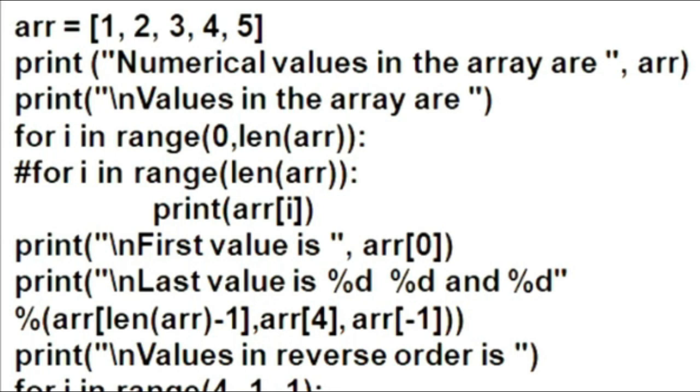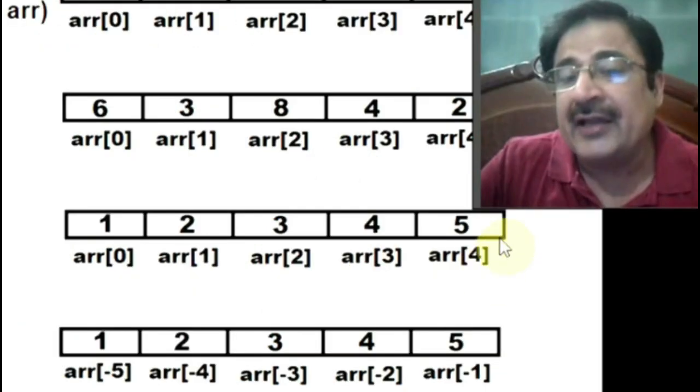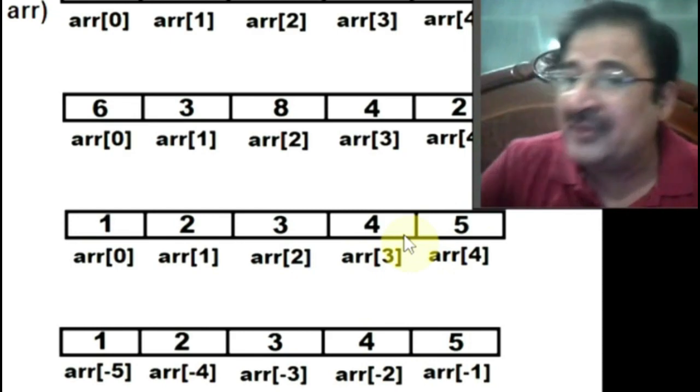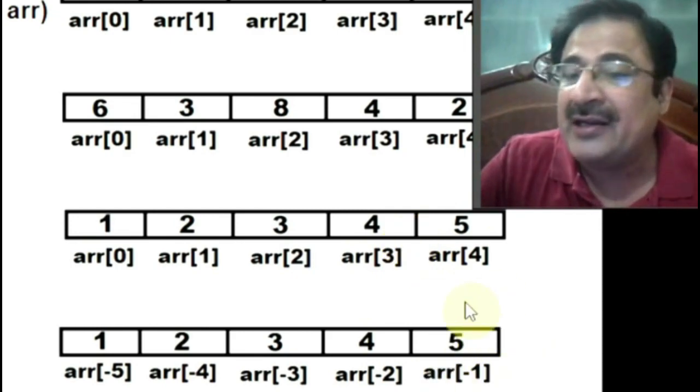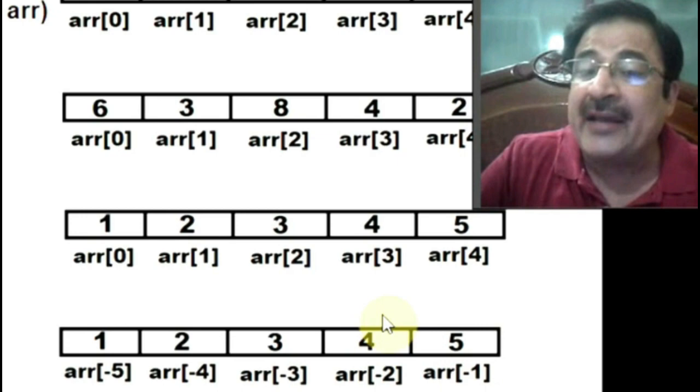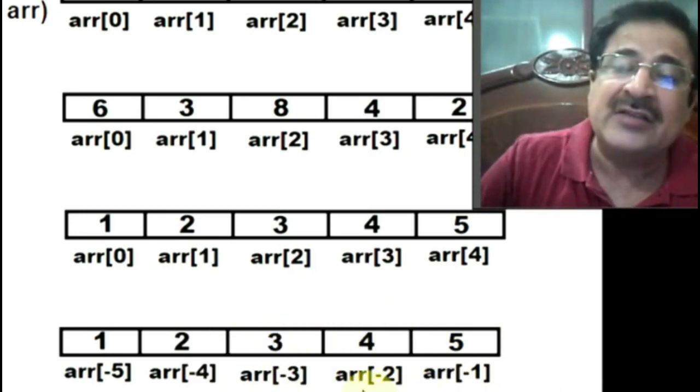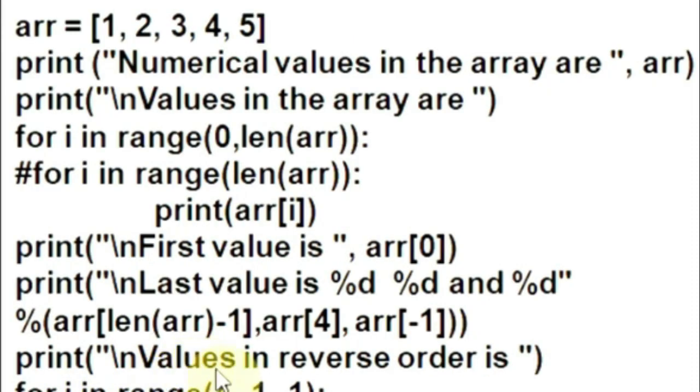Python also tells you that array minus 1 is nothing but the location of the last array element. Like here, array 4 is the last array element, array 3 is the second last array element. Similarly, Python tells you that array minus 1 is the last array element, array minus 2 is the second last array element, array minus 3 is the third last array element, and so on. So this is what I wanted to tell you, that by writing array minus 1 you will get the last array element. Okay.